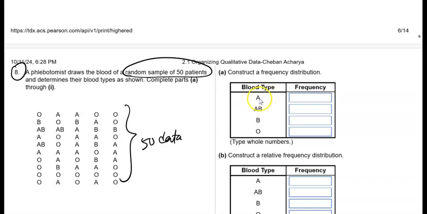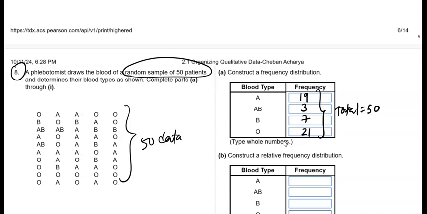So how many have blood type A? You count how many have blood type A, saying 1, 2, 3, 4 like this. So you'll get the frequency of A blood type is 19. That means A repeats 19 times in this data set. Similarly, the frequency of AB is going to be 3. For B, you count how many B are in this data set, which is going to be 7, and the frequency of O is going to be 21. Now obviously if you add these, the total must be 50.